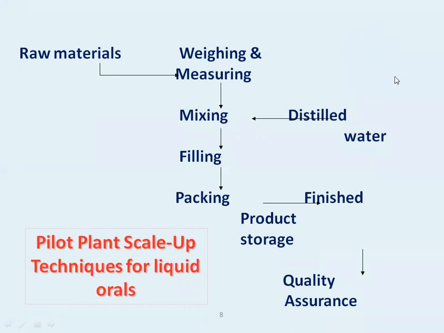Many a times, ethyl alcohol or a mixture of it is required. So we have a special arrangement for procurement of such types of solvents, and we will use it in the mixing, then filling, packing. Then after packing, the finished product, till it passes the quality standards, we will store in the quarantine area. After the quality assurance, we can move it for sale.